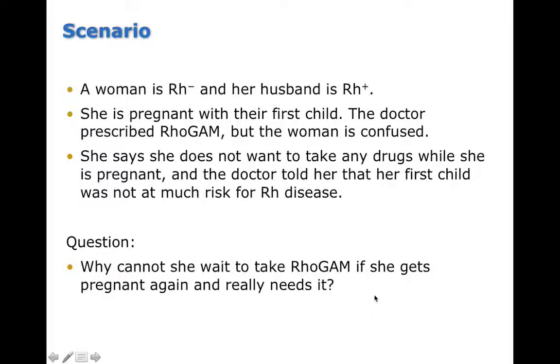Well, the issue here is, upon subsequent pregnancies, she's more and more likely to produce anti-Rh antibodies if she keeps having Rh positive fetuses. And so what's going to happen is she's more and more likely to produce those antibodies, which can cross the placenta and basically attack the fetus's red blood cells.